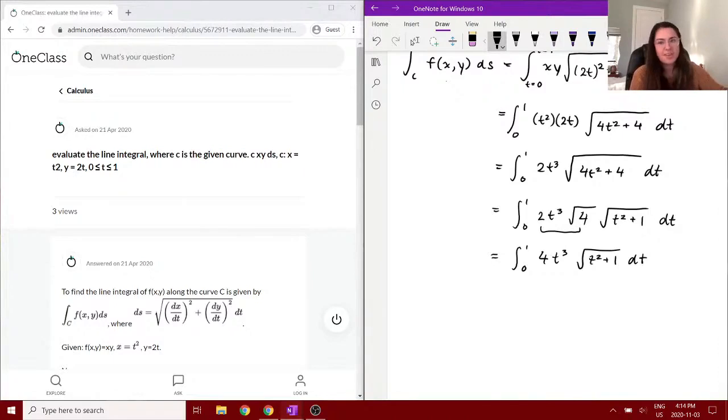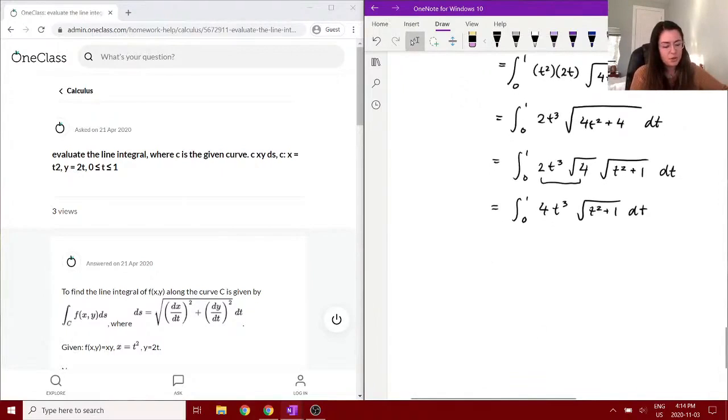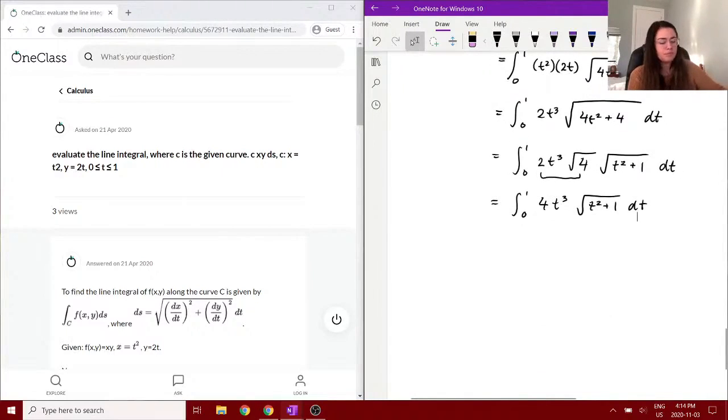Okay, now that we're at this step, we have to figure out how we are going to take the integral of this. In order to take the integral of something like this square root, the term under the square root here, we are going to do a substitution. I'm going to say let u equal t squared plus 1. So that's everything underneath the square root.